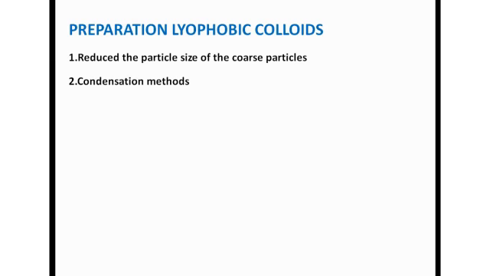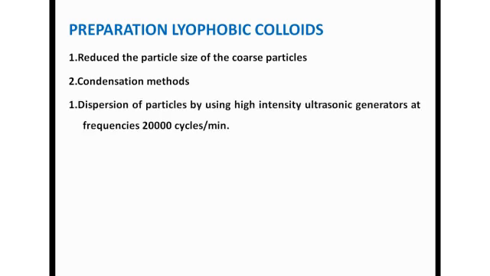Next, it is the condensation. It is the reverse. It is also known as the bottom up. Here, smaller particles or molecular size particles will join together to form the size of the colloidal particle. How can it be done? Dispersion of particles by using a high intensity ultrasonic generator at a frequency of 20,000 cycles per minute. If we disperse the particles using an ultrasonic generator, then these particles will get aggregated to form the colloidal dispersion. This is the first method.